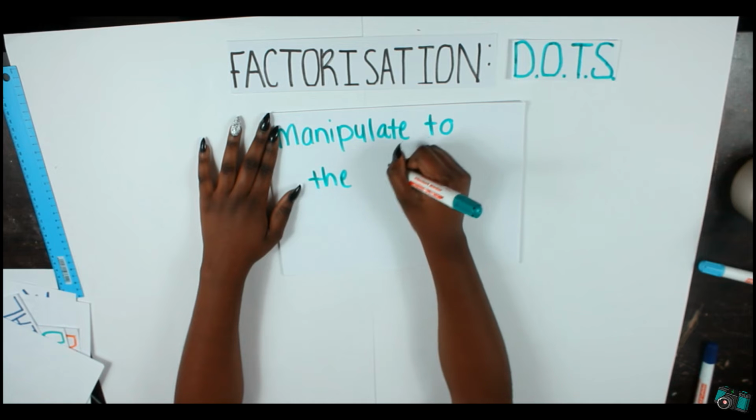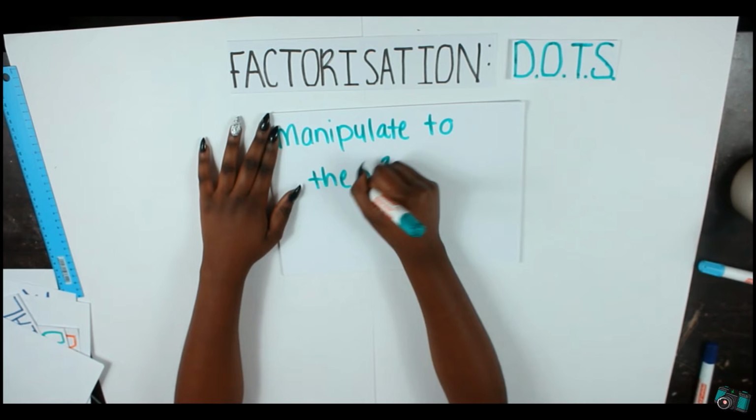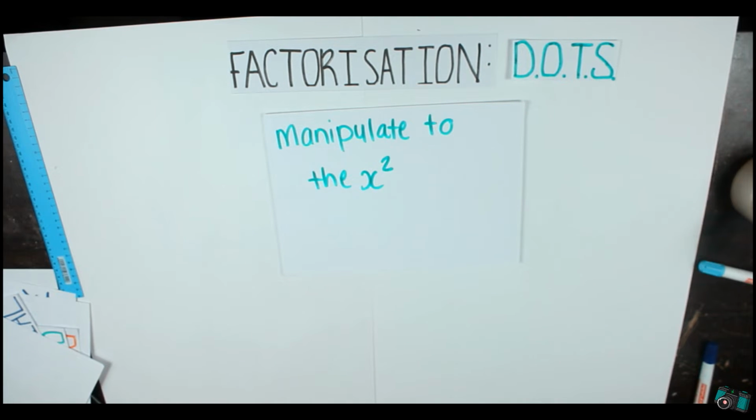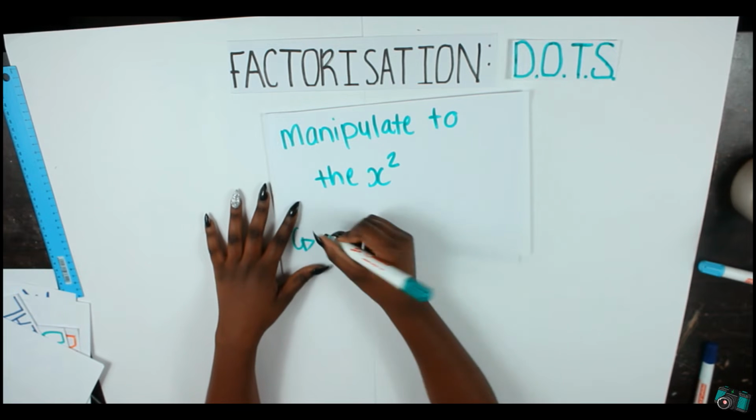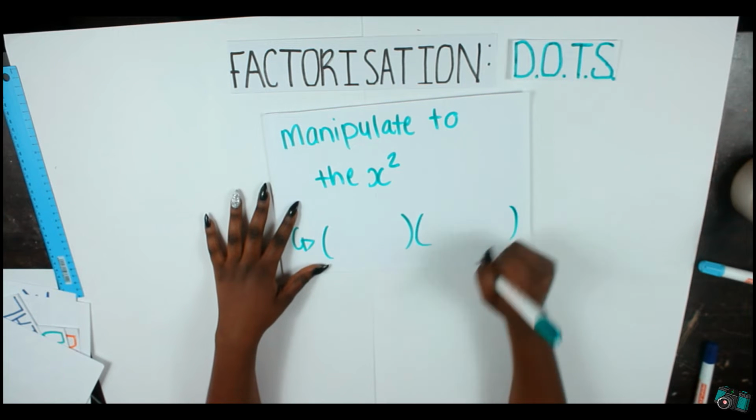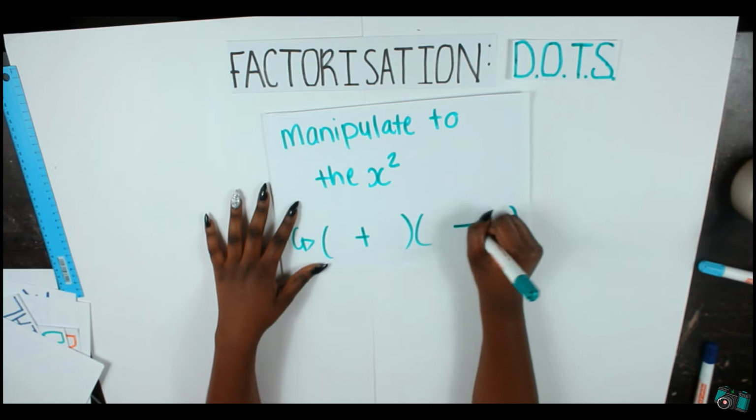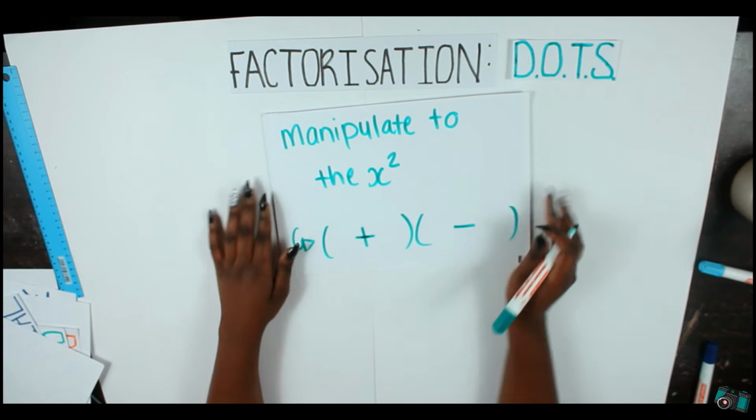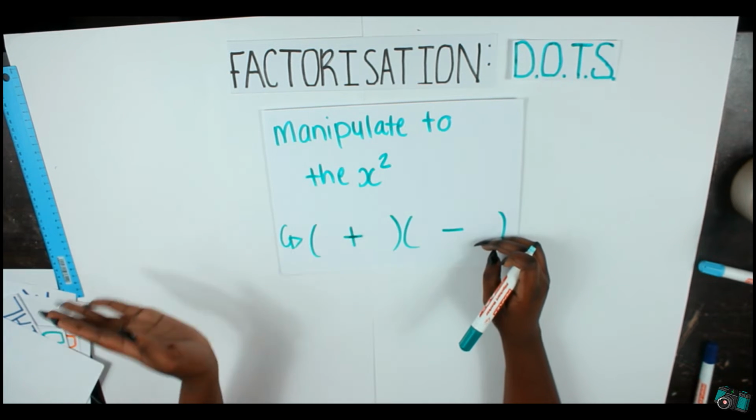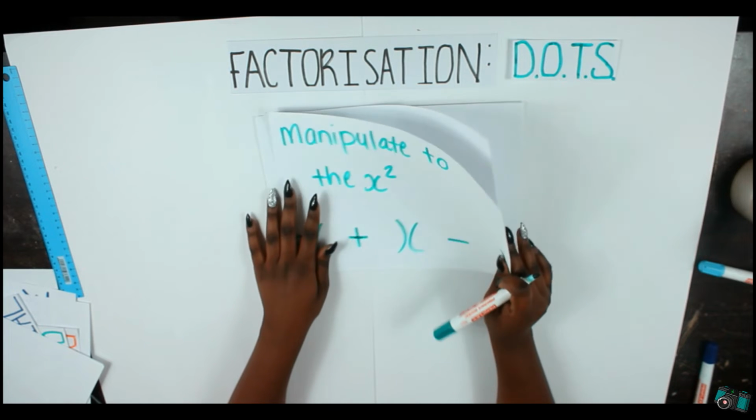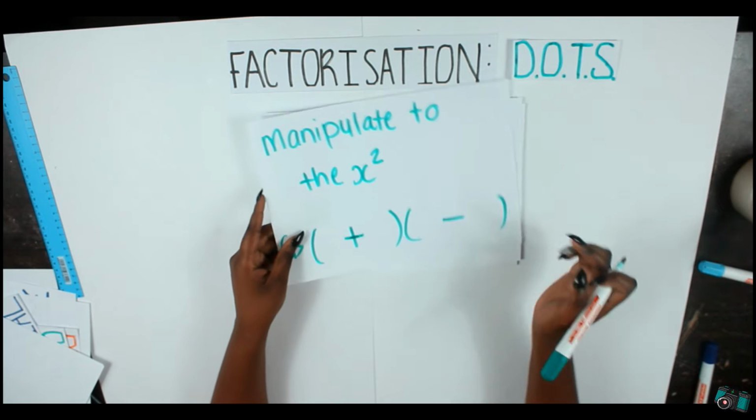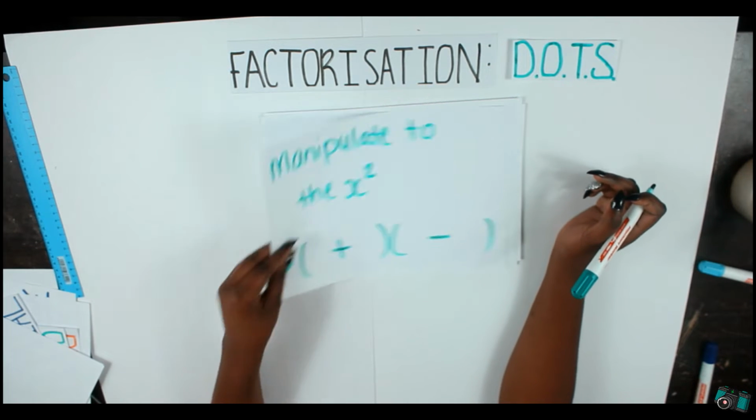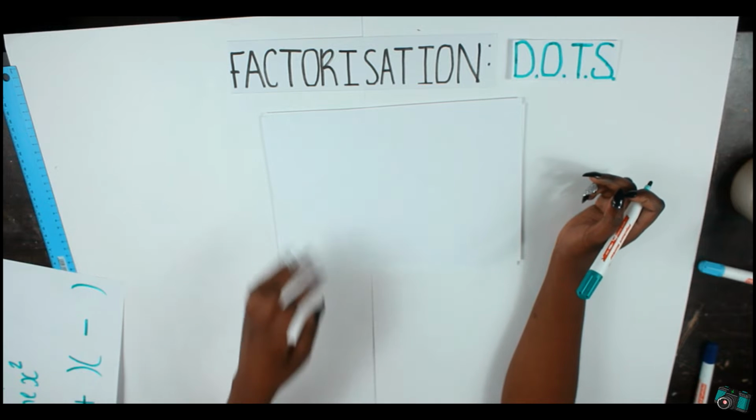To the square, right? So let's say every single number that you have should be something squared. Okay, and then after you do that, you introduce your two brackets, and it's always going to be plus and minus. Always plus and minus after you manipulate everything to the square. Okay, what do I mean by that? Also, it's called difference of two squares, so it has to be a negative.